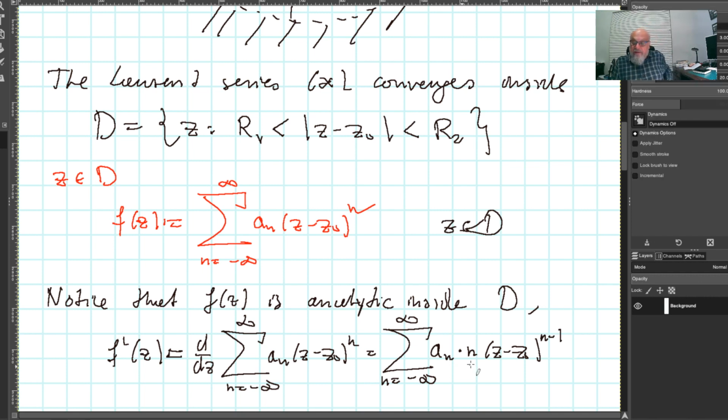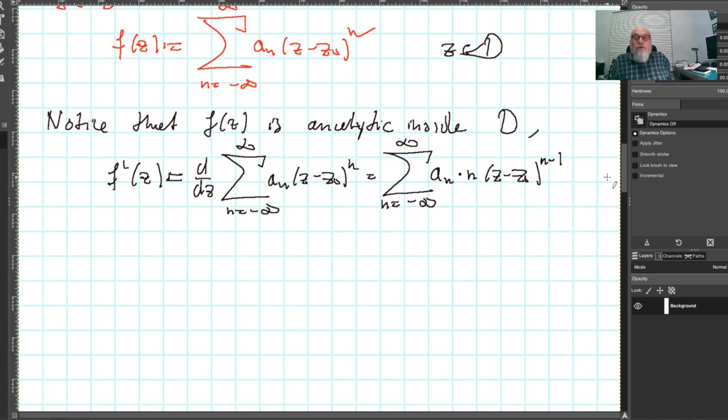So term 0 of course will disappear. So this derivative exists, yes. So it's analytic. Of course, if you can differentiate term by term, the same things will apply by the same principles to the integration term by term.